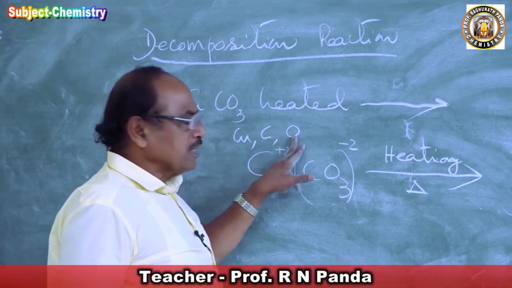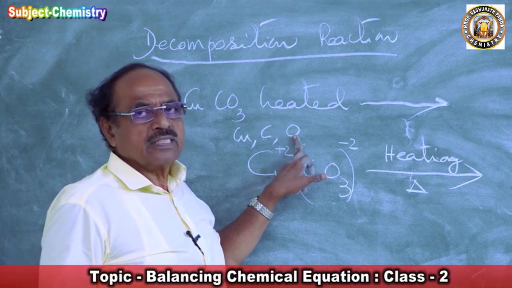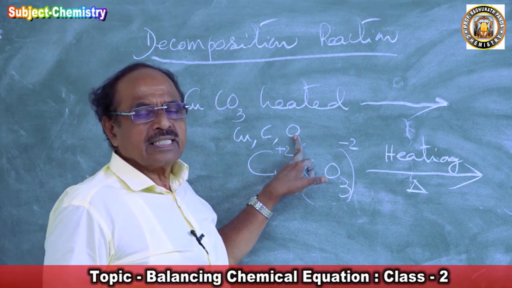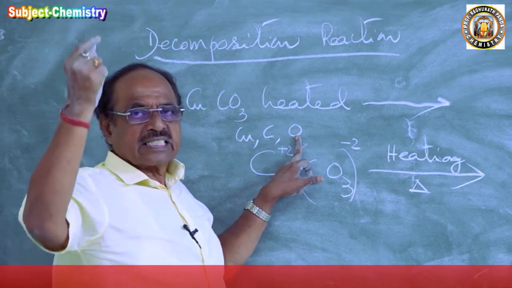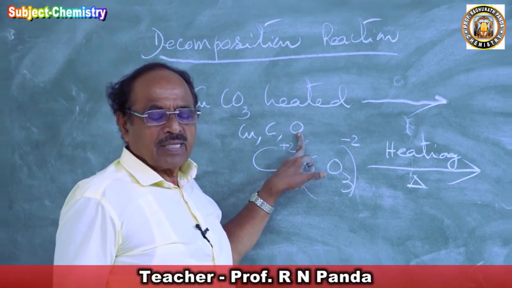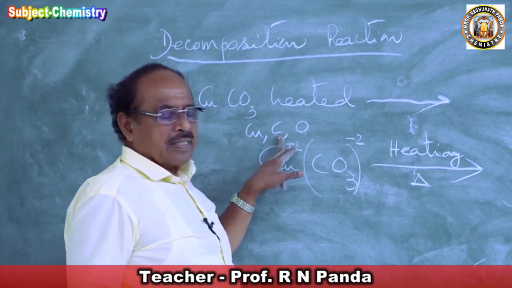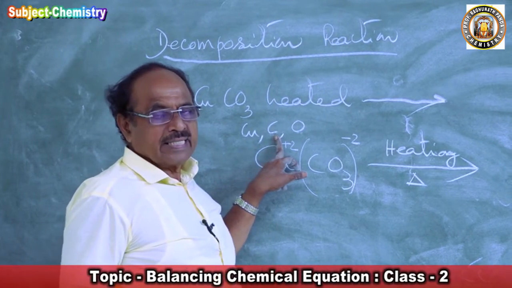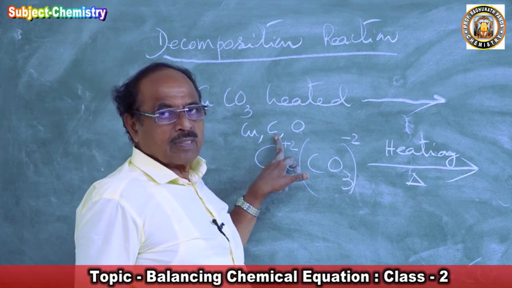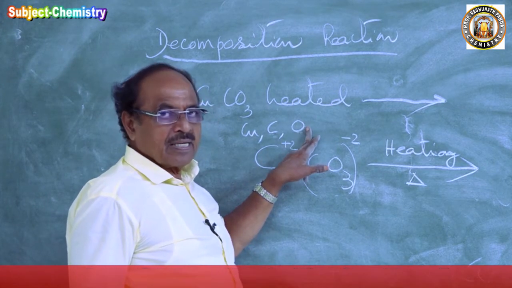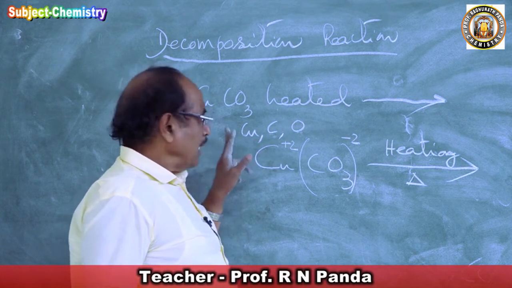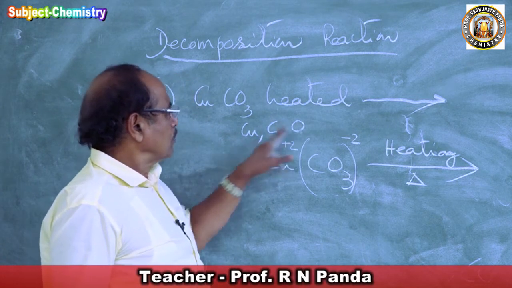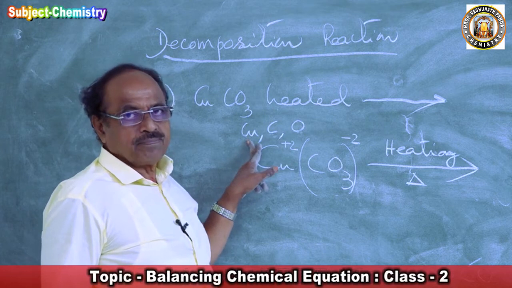Between carbon and oxygen, who is more negative? Oxygen is more negative. Why? Oxygen is in group 6A of the periodic table, or group 16 in long form. Carbon is group 14, or the 4th group. So oxygen is more negative, carbon is negative, and copper is positive. So then oxygen will go to whom? Oxygen will go to copper.